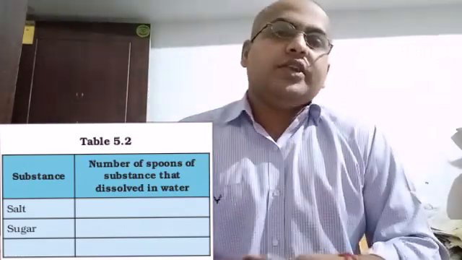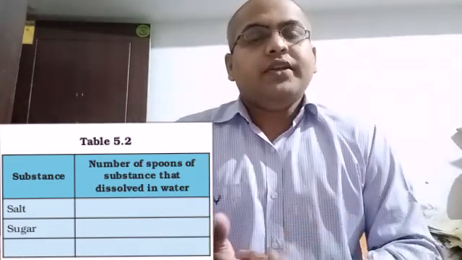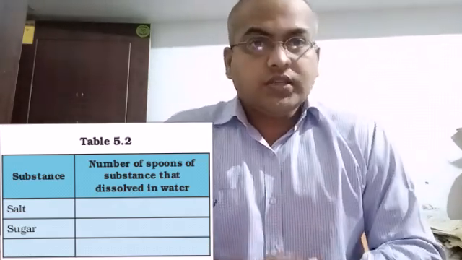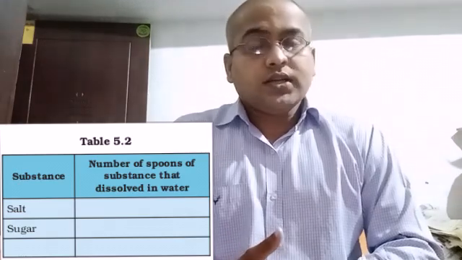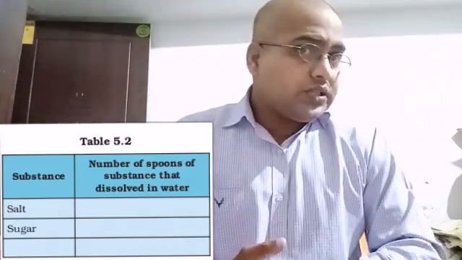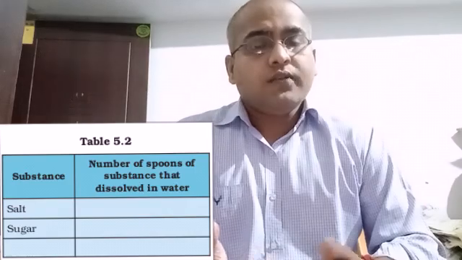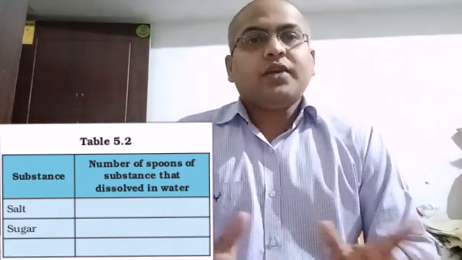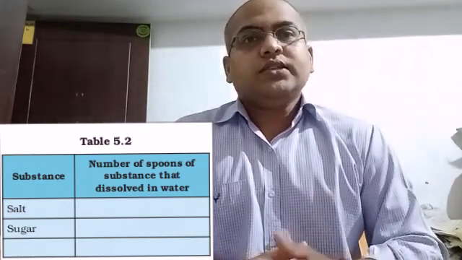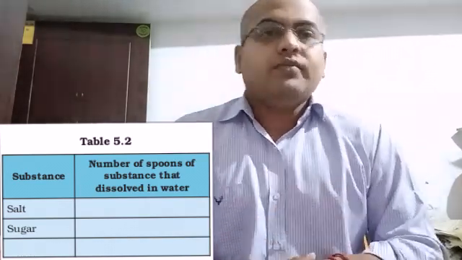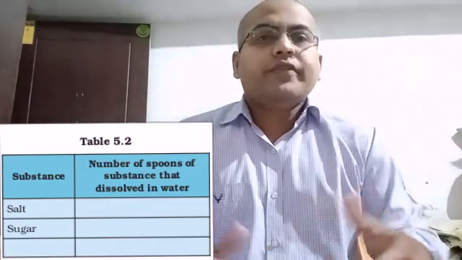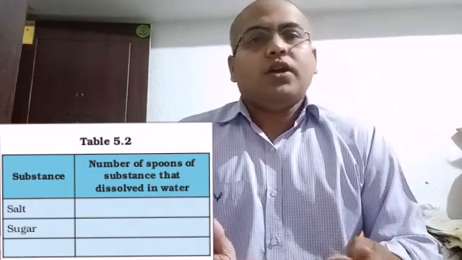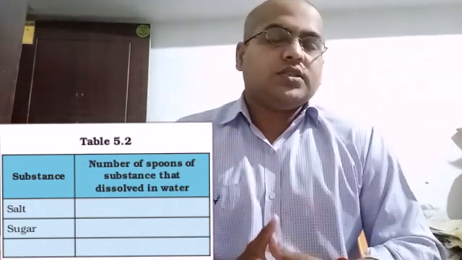So from these 3 activities we learned 3 things. From activity 8 we learned what a saturated solution is. Activity number 9 taught us that on heating, a saturated solution is also able to dissolve some more of the substance, and activity 10 taught us that water is able to dissolve different substances in different amounts. So this is the capacity of water to dissolve different types of substances.